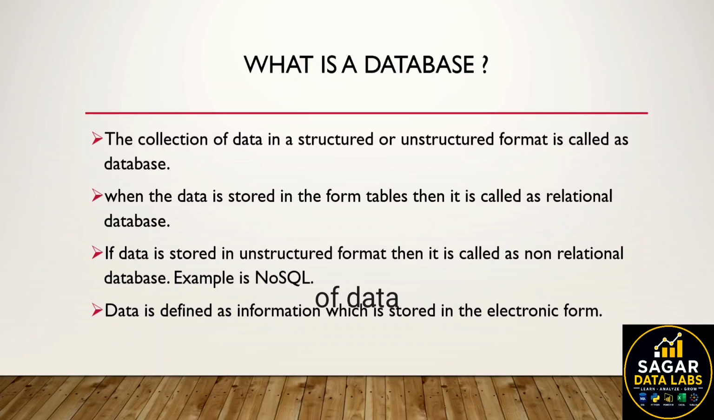Now, a database is a collection of data, either stored in a structured form like in the form of a table, or stored in an unstructured form like in NoSQL. When the data is stored in a structured form, it is called a relational database. And when the data is stored in an unstructured format, then it is called a non-relational database. The example for a non-relational database is NoSQL. Data is defined as the information which is stored in an electronic form.